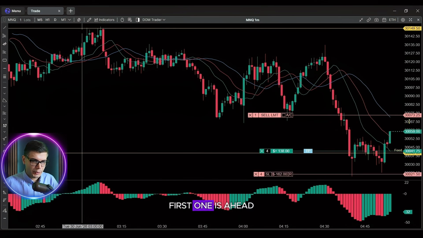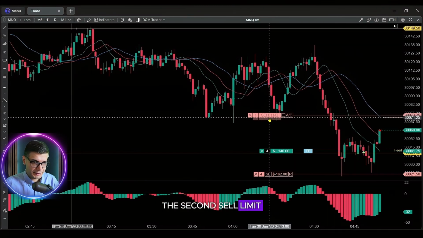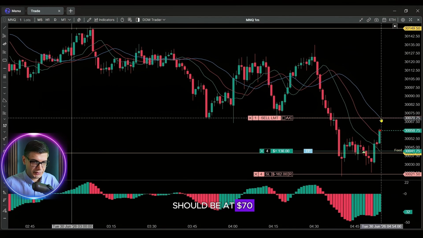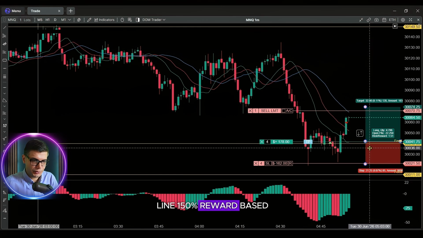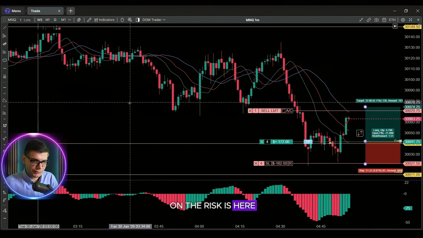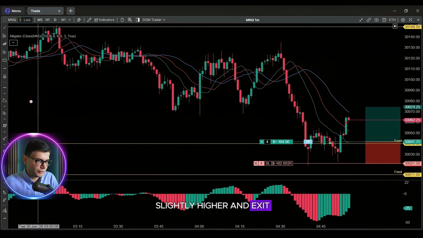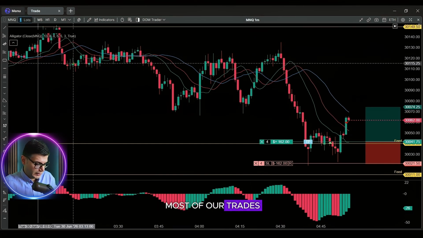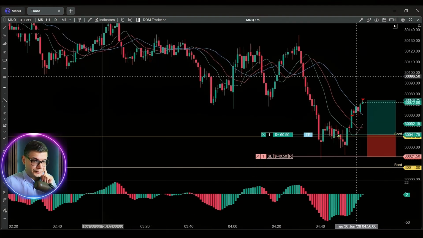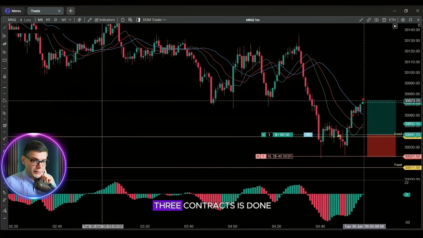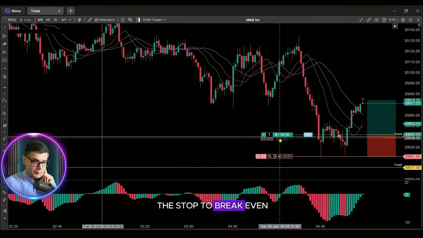$58, first one is ahead. Second one is here. The second sell limit should be at $70, right at the blue line. 150% reward based on the risk is here. We can move it slightly higher and exit most of our trades. Let's say 3 micro contracts at $73. The second partial with 3 contracts is done. Now we can move the stop to break even.